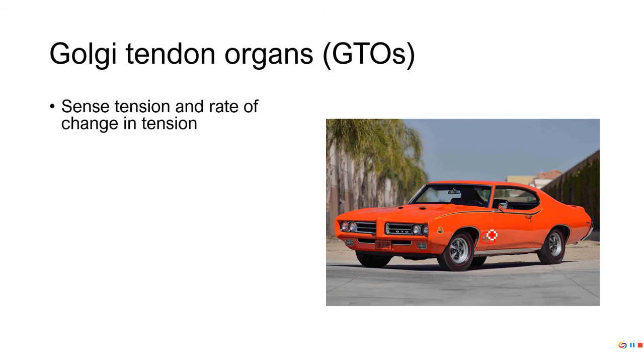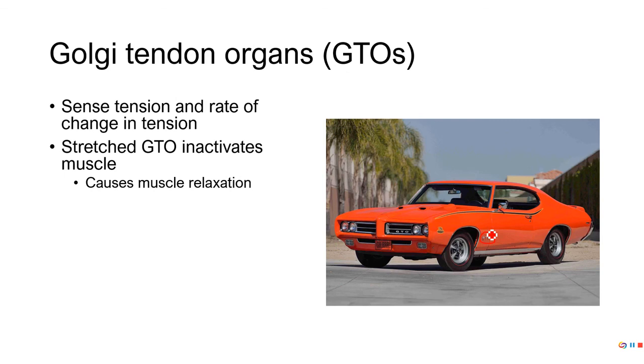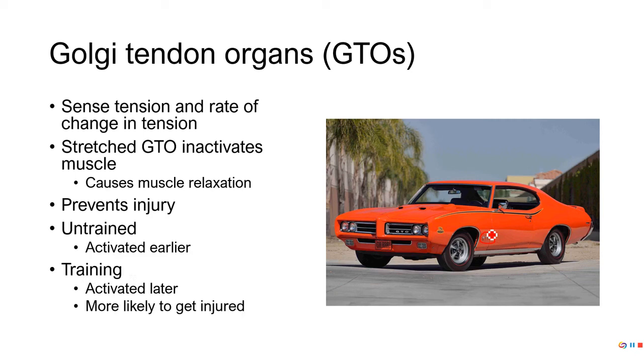Okay. Now, unlike muscle spindles, when GTOs are activated, they actually inactivate the muscle. So they cause muscle relaxation. Okay, and the goal of a GTO, just like the goal of the spindle, is to prevent injury. Now, in an untrained individual, these are activated relatively soon, okay? But in a trained individual, these are activated later. And so the trained individuals are more likely to get injured than untrained individuals.